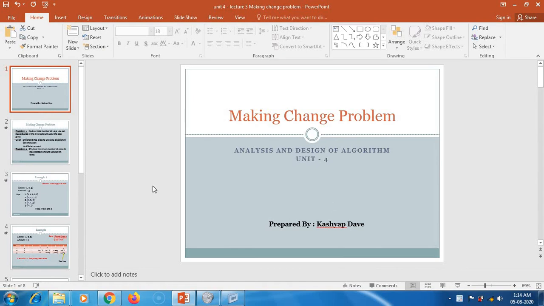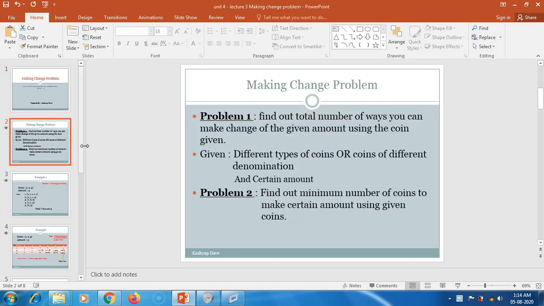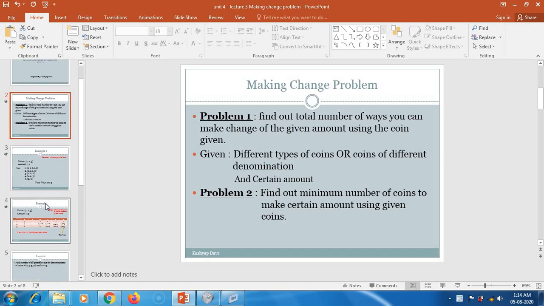Currently we are learning about the making change problem. In the previous lesson we learned our problem number 1, which is to find the total number of ways in which we can make change for a given amount using the given coins. And now in this lecture we are going to learn how to find the minimum number of coins to make a certain amount using the given coins. In both cases you will have different types of coins and a certain amount.